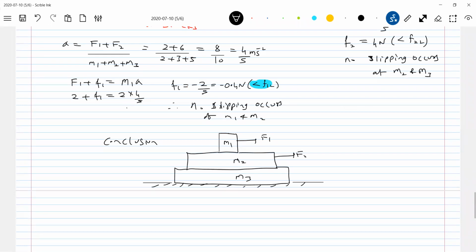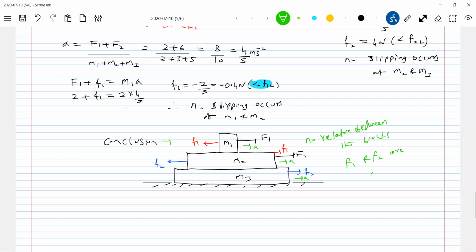The friction we assumed, so it should be like this. F1, this F1. There's no change with this friction. And all will have the same acceleration. No relative motion between the blocks. F1 and F2 are static.